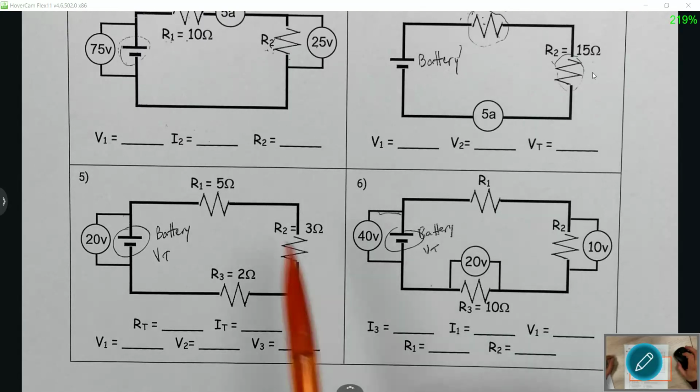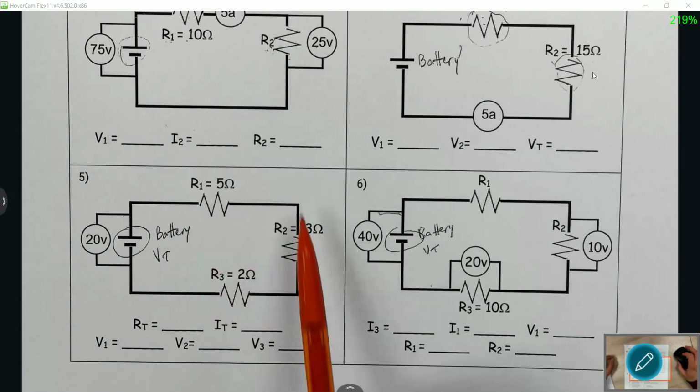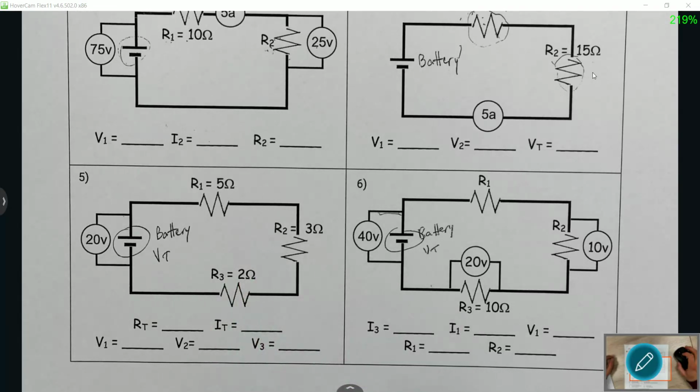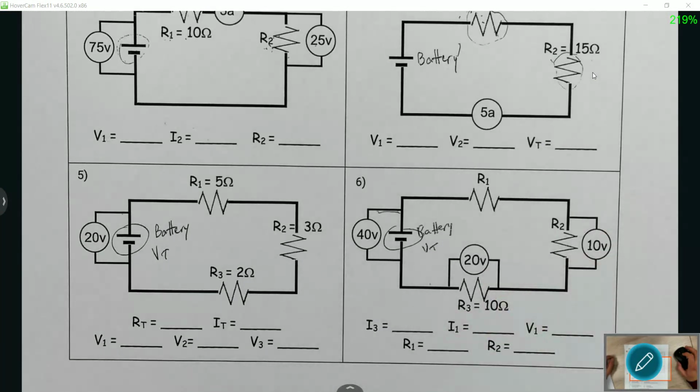Again, the ones that have all the resistors, we've done a couple examples like that, so I don't think we should do 5. But let's see, what else do we have? We're either going to do 4 or 6. I think 6 would probably be the one that's a little bit more on the confusing end. So let's do 6.